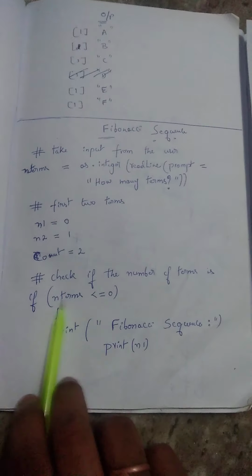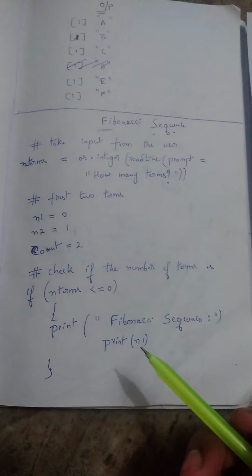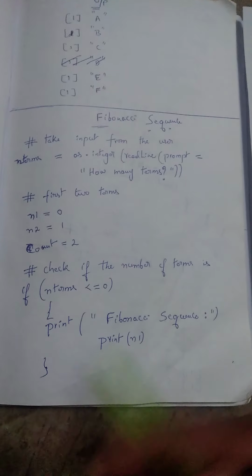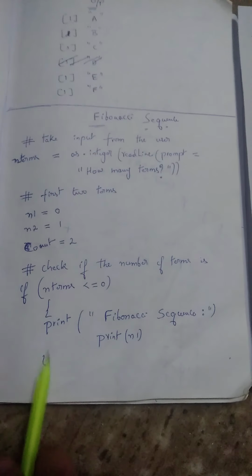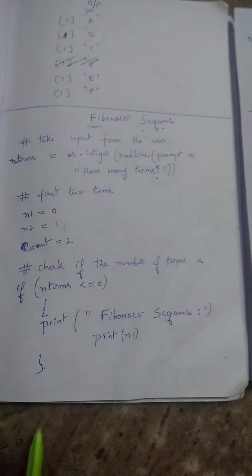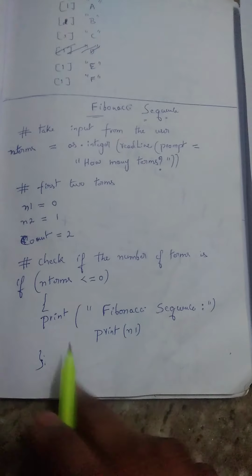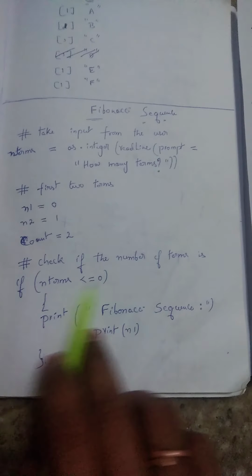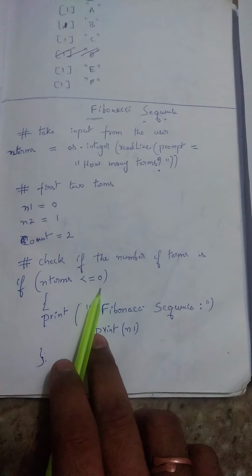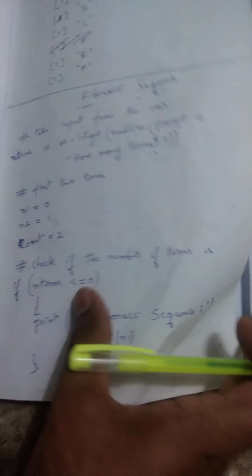That means if the condition is not satisfied, it doesn't go into the block of statements within the curly brackets, which is considered a block. Within the block, the statements are not going to be executed, because the condition 7 is less than or equal to 0 is false. Coming to the else part, in the else part we print the Fibonacci sequence.